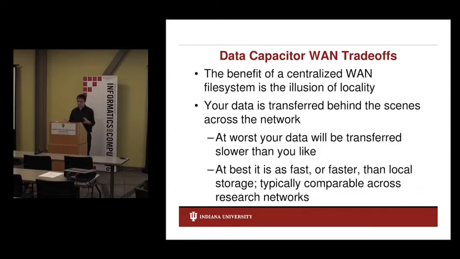So like anything that goes over the network, sometimes it goes slower than you like because there's congestion, you don't control the network, you're competing with other people. IU happens to be particularly well suited for WAN file systems because we have a great network infrastructure, and the Data Capacitor WAN is connected to Internet2, I-Light, and other high-speed research networks that don't get a lot of congestion. So you're able to use the DC WAN quite successfully. So here I say, at best, it's as fast or faster than the local storage sometimes. And typically we see comparable to local storage across the network.